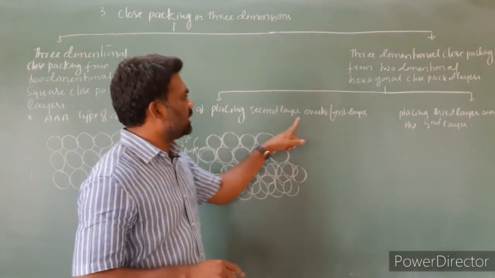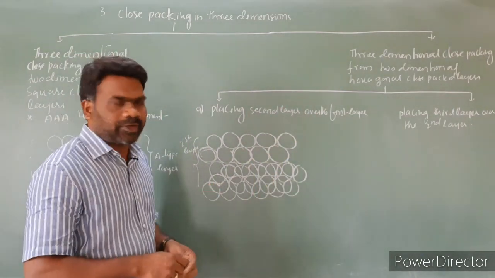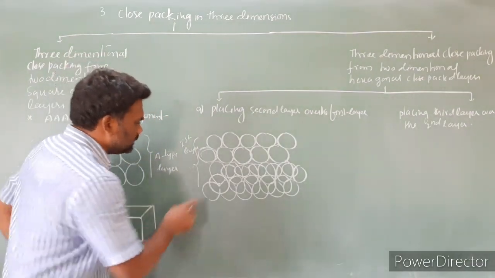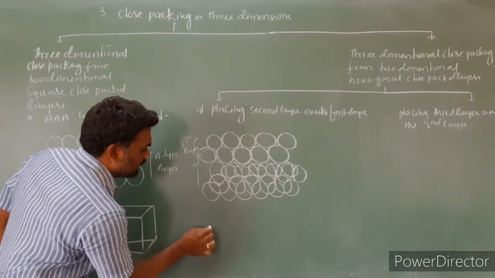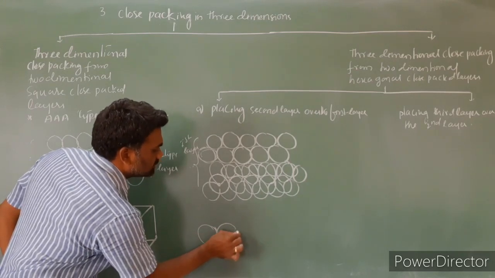So placing the second layer over the first layer, two different types of voids are formed. One is the tetrahedral void and the second one is the octahedral void. What is my point is, these four spheres I am taking. So these spheres are from the first layer.